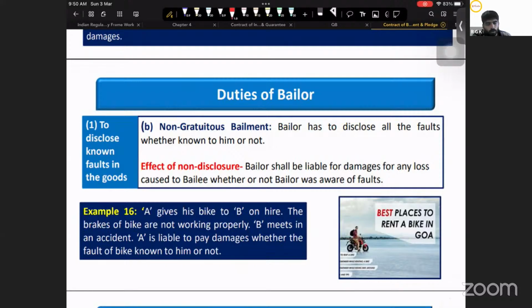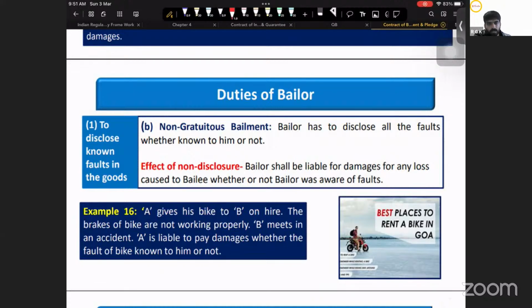So what law says is it becomes the duty of the bailer to give the goods in the fit condition. Bailor shall be liable for the damages for any loss caused to bailee, whether or not bailor was aware of the default. So you have taken a Zoom car, you take it for a drive, and because of some defect the car stops working and you suffer some loss. It becomes the duty of the bailor to compensate you for the loss.